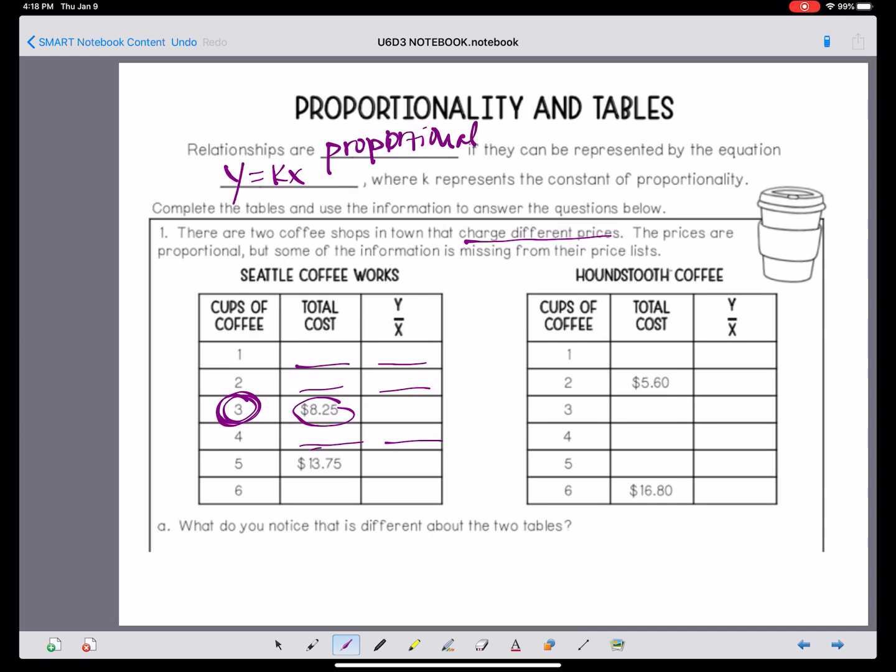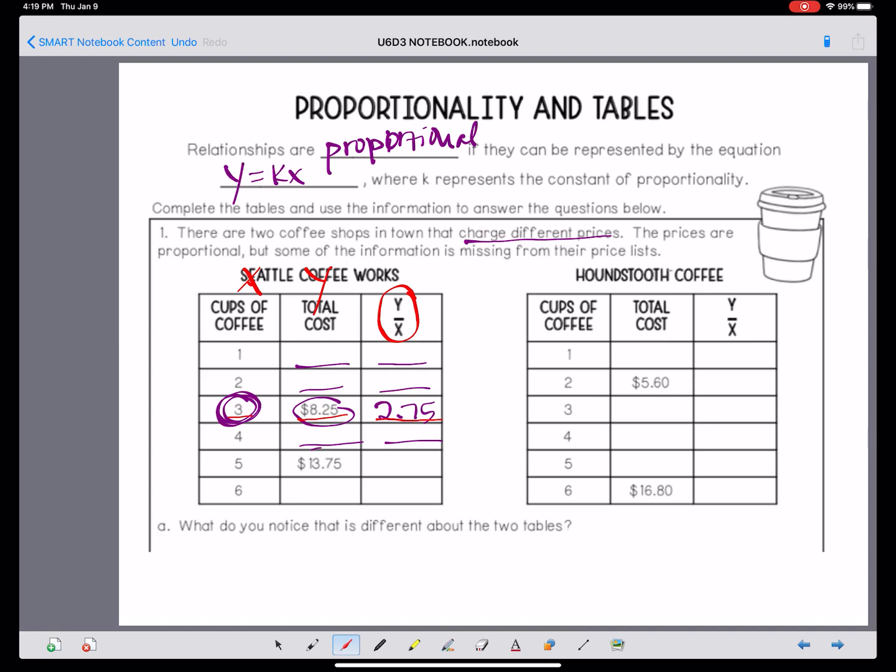So let's go ahead and figure out how much 1 cup of coffee is going to cost. I know that if I have 3 cups of coffee and it costs me $8.25, I can take $8.25 and divide it by 3. And if I do that, I will get $2.75. That's the same thing as taking your x value and your y value, and you're following the same exact thing right here that it's telling you to do, the same proportion. It's telling you to do y divided by x. So we did 8.25 divided by 3, and we got our constant, which is $2.75.